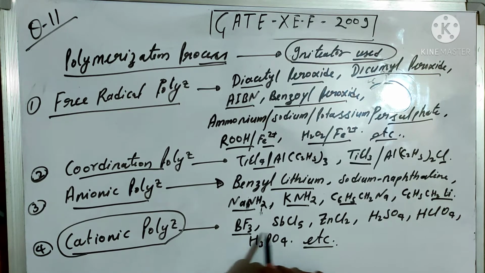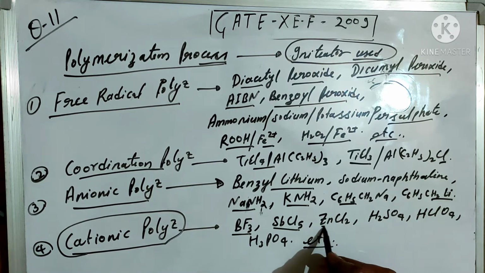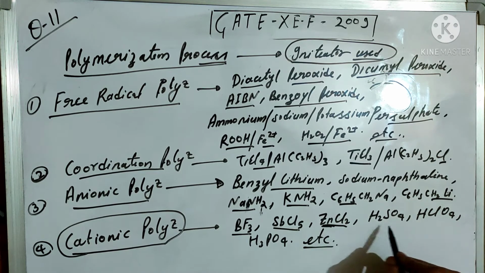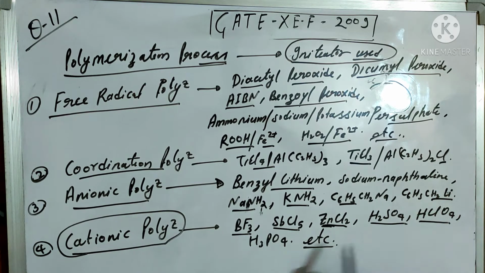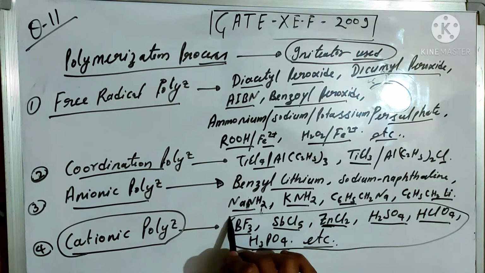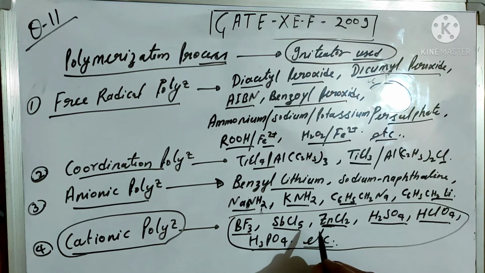For example, BF3, SbCl5, zinc chloride ZnCl2, sulfuric acid H2SO4, HClO4, and H3PO4. These are the initiators used in cationic polymerization. Remember all the initiators used in the different types of polymerization processes.